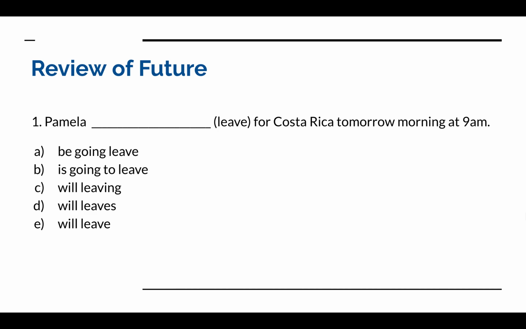Okay, so we're back and here are the answers. The first answer that's correct is B, is going to leave. And the second answer that's correct is E, will leave. Okay? Both of these answers are correct and the other answers are incorrect because they have incorrect forms, meaning we made them incorrectly. In this video, we're going to find out about the forms and you'll see why these other ones are wrong.